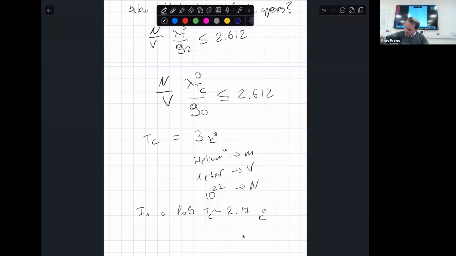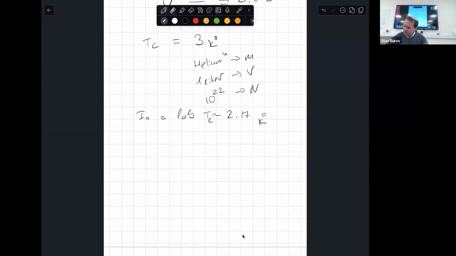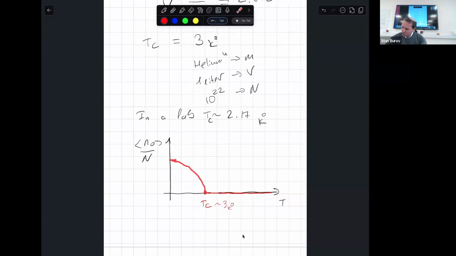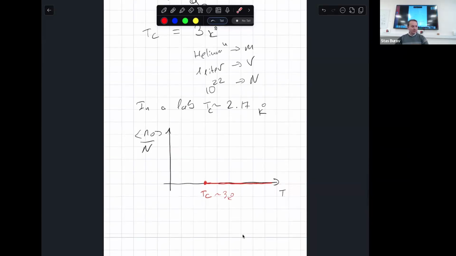Okay, so I do know that if I'm plotting the spectrum, not spectrum, the occupation number divided by N, I have T, and I have N0 average divided by the total number of particles. We'll have here TC, and this TC is approximately 3 Kelvin, and I have a 0 above it, and I have something over here that will try to explain what exactly happens over here. Great. How do I find it?